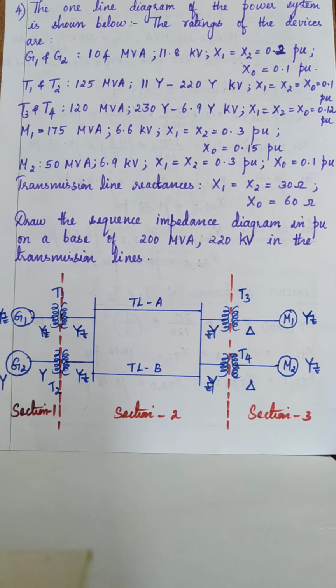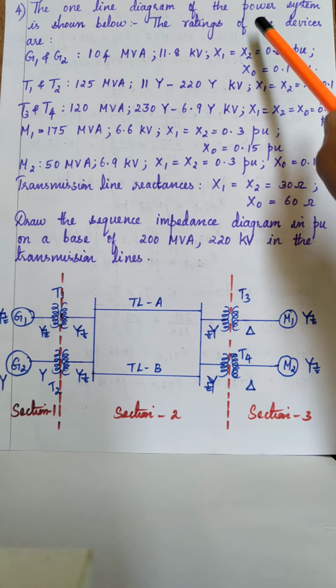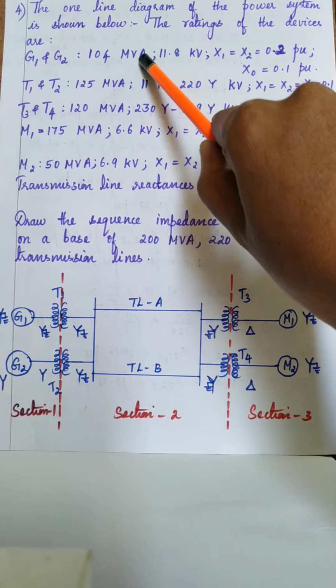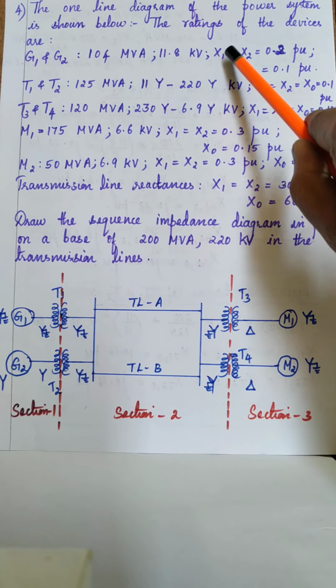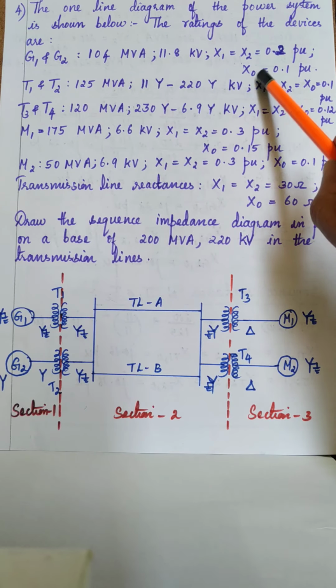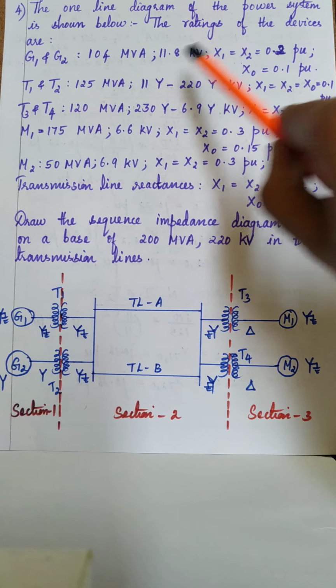Problem 4. The one-line diagram of the power system is shown below. The ratings of the devices are: generator 1 and generator 2, 104 MVA, 11.8 kV. Positive and negative sequence reactance is 0.2 per unit. Zero sequence reactance is 0.1 per unit.